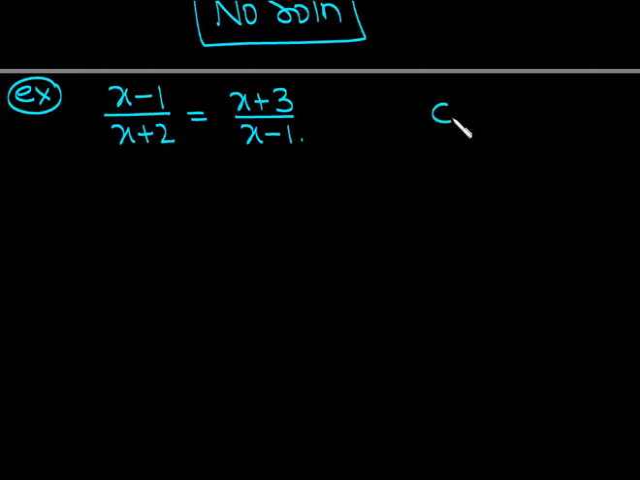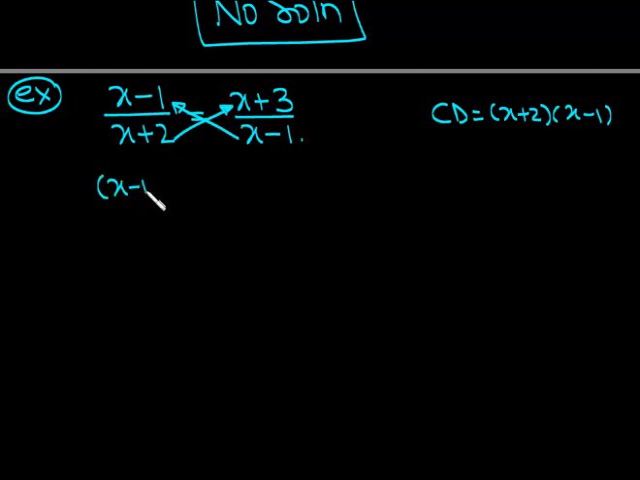Okay, so let me give you an example of that. So let's say I have something like this: x minus 1 divided by x plus 2 is equal to x plus 3 over x minus 1. I have two fractions equal. Okay, I can find the common denominator, which in this case is just x plus 2 times x minus 1, and multiply each side by it and do it that way. Or, because you have two fractions equal, we can just cross multiply. So let's do that.